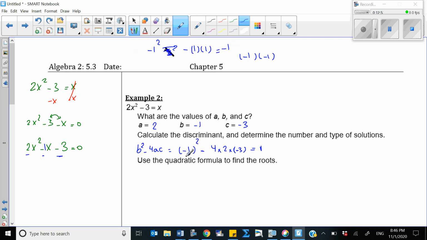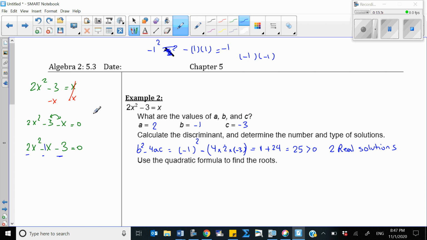We need negative 1 to the power of 2. Anyway, if I put this in parentheses, negative 1 squared will be 1. And then here I have 4 times 2, 8, times negative 3 will be negative 24. And we had another negative behind all these, so negative times negative 24 is plus 24. So the answer is 25. And as you see, our discriminant is a positive number, greater than 0. That means we will have two real solutions.